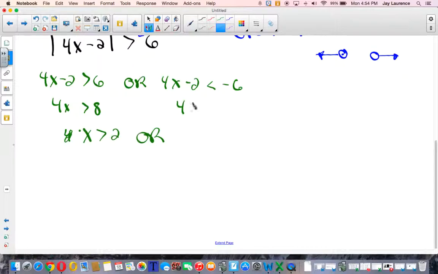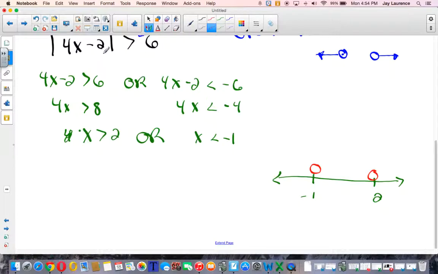And then I'm going to get 4x is less than -4. So x is going to be less than -1. There's my solution. Now I'm ready to graph. So I need a -1. I need a 2. I'm going to have open points because notice the word equals never was said.